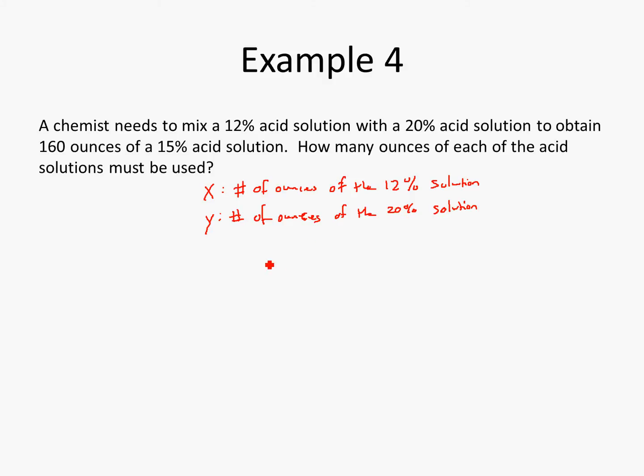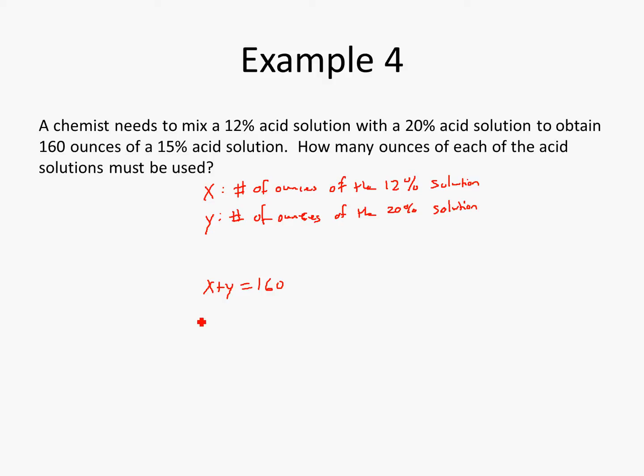Okay, so then let's think about this. We know at the end we need 160 ounces. So that means that X plus Y must be 160. Why? Because X represented the number of ounces of 12%, and Y was the number of ounces of 20%. If you add them together, we've got to have 160 ounces.